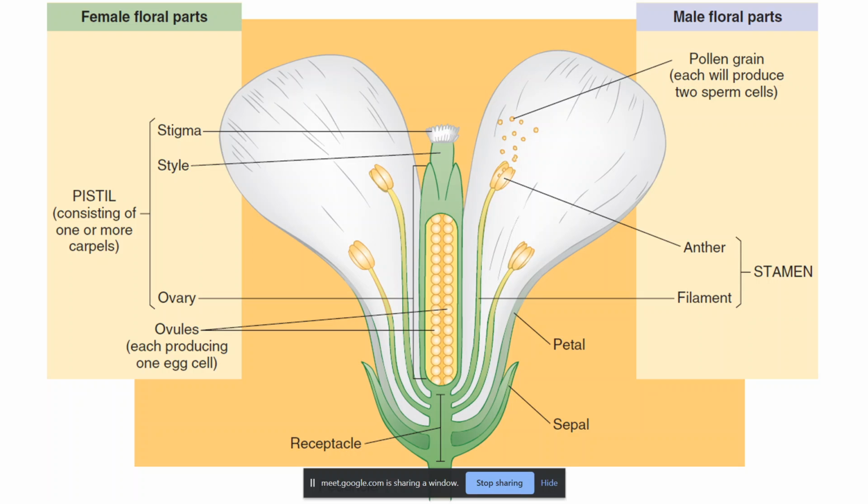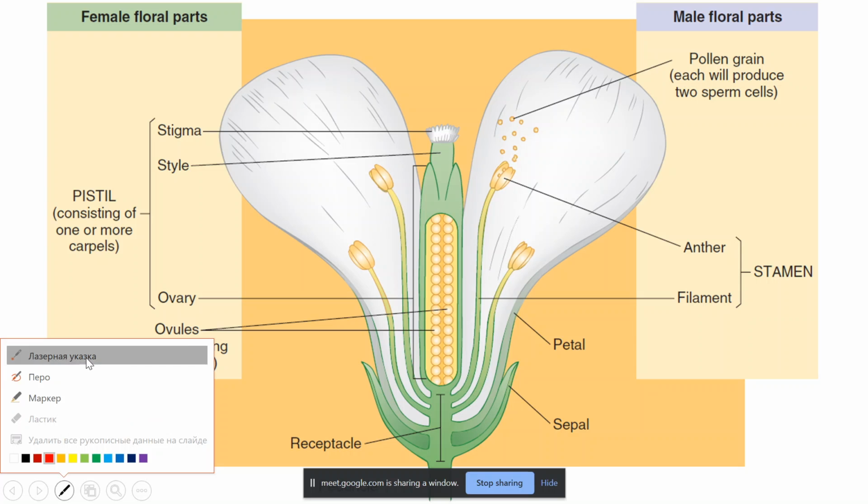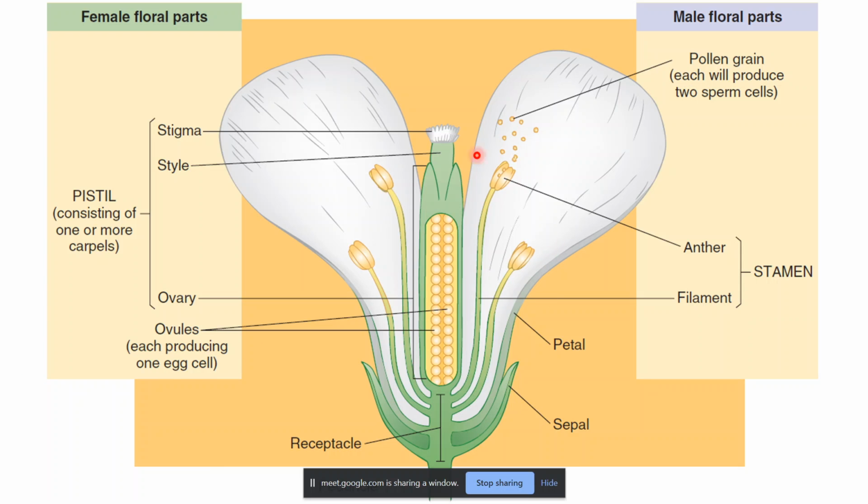And a flower has sepals and petals. Sepals are usually green and attached to the receptacle, and petals are usually bright colors. This one is white, but they are usually yellow and red. Sepals and petals protect the reproductive parts of the flower.